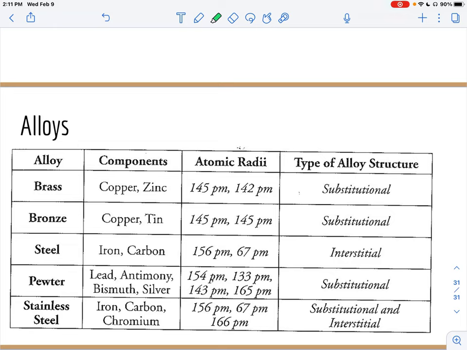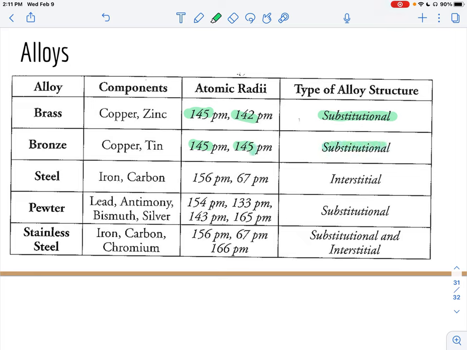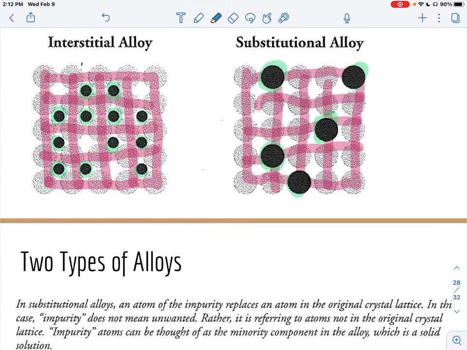Something I want you to know with this is if they are close in atomic radii, then it's going to be substitutional, because they're going to actually replace each other since they can't fit in between. But if they're not close in atomic radii, like here it's 156 and 67, that smaller carbon atom can easily fit in between the iron. Here you can see that there are many, but they're all in the same range. For the other one, there are two that are going to be substitutional, and then one that is not. So stainless steel has both. That's the easy way to tell what type you are looking at. Either looking at the atomic radii, or looking at a picture, you would be able to tell which is which.